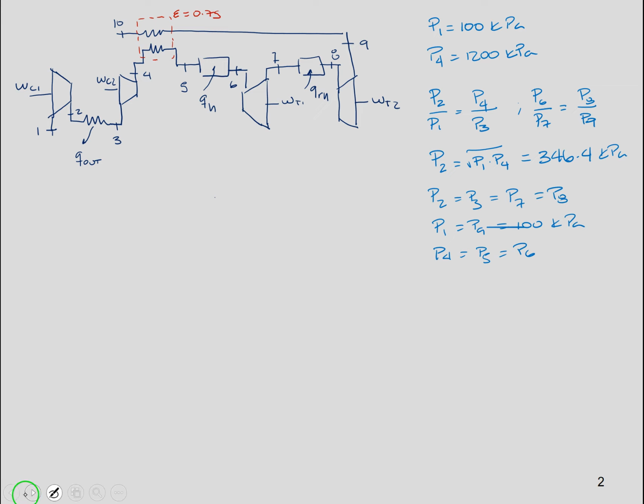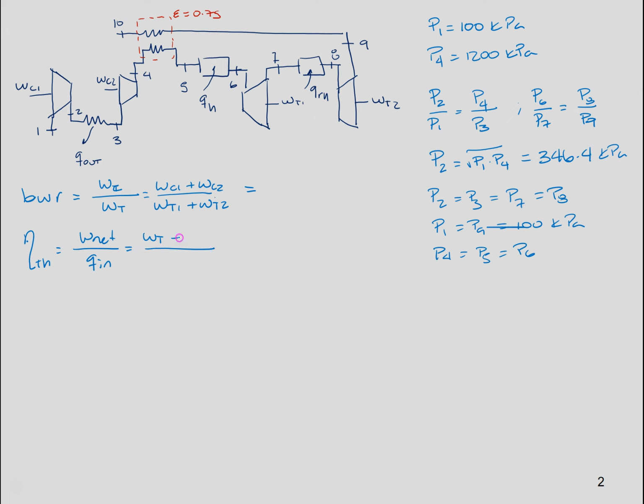We're starting from the top. We know the back work ratio will be the work of the compressor over the work of the turbine. This time we have two turbines and two compressors. Later on we are going to find out this value. And for the efficiency, notice that the work of the turbine we are already finding in the back work ratio. Same for the work of the compressor, and the Q in is the summation of the heater and the reheater.